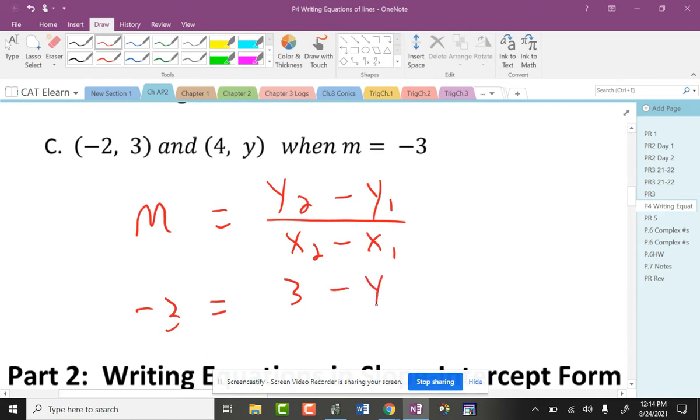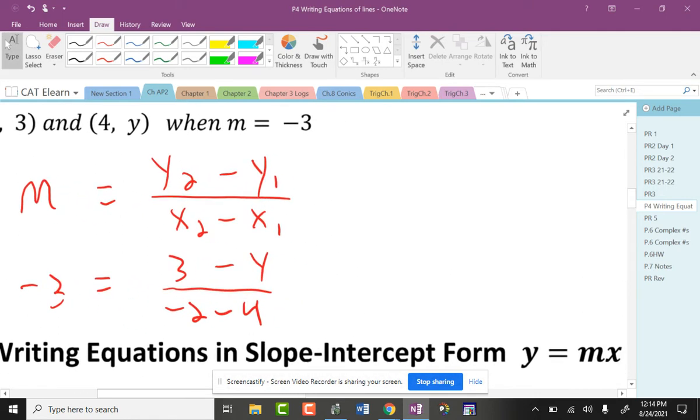I heard you. Again, be careful. What's got to be on the bottom now? Absolutely. You cannot change the order on the x's. So now you're stuck with -2 minus 4. Not that you're stuck. Okay, and then you go through a process of solving. -3 equals. Stuck with 3 minus y in the top. That can't be anything. This is -6.